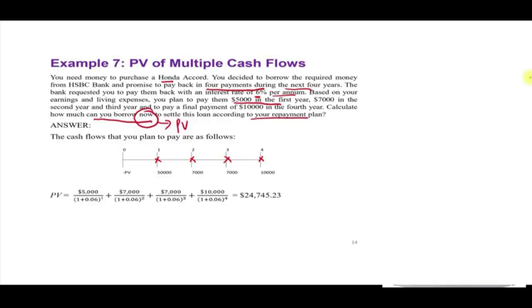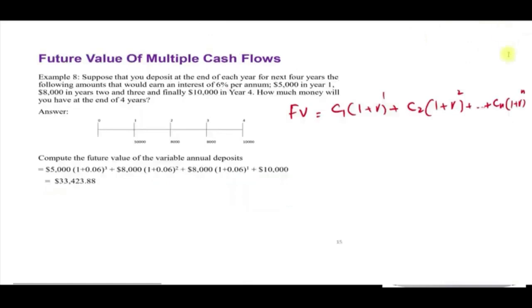So this is cash flow 1, cash flow 2, cash flow 3, and cash flow 4. Simply we are going to find the present value at time 0, which means present value today or now. You add them all, and that would be the present value of multiple cash flows. Now similarly, for the multiple cash flows we found the present value, and we can also find the future value. That's a very simple case.